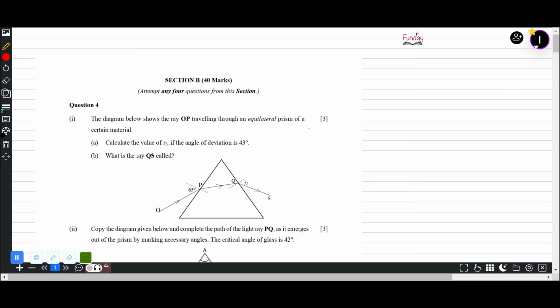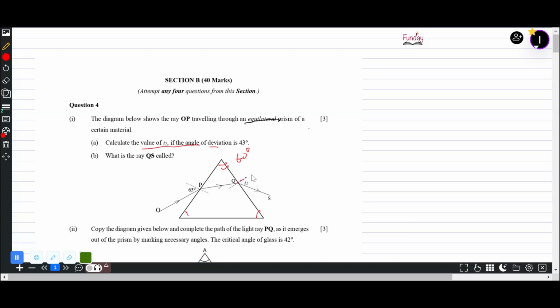The diagram below shows the ray OP traveling through an equilateral prism of certain material. So what does equilateral mean? Equilateral means all the angles are 60 degrees, so all three are 60 degrees. And you have to calculate the value of I2 if the angle of deviation is 43 degrees.